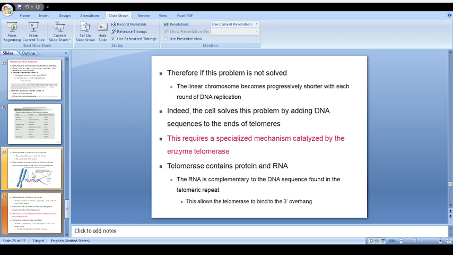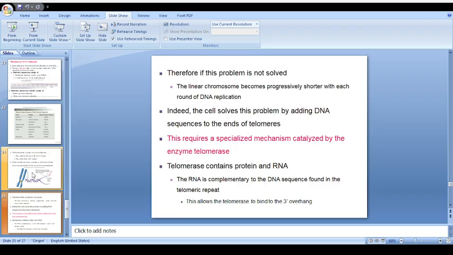To solve this issue, DNA sequences, that is telomeres, are added to the ends of the chromosomal DNA. It is a special mechanism catalyzed by telomerase. Already I told you, telomerase is an enzyme that contains protein as well as RNA. This RNA of the enzyme acts as a template primer. This enzyme is also called inchworm polymerase. The RNA is complementary to the top DNA sequence found in the telomeric repeats.